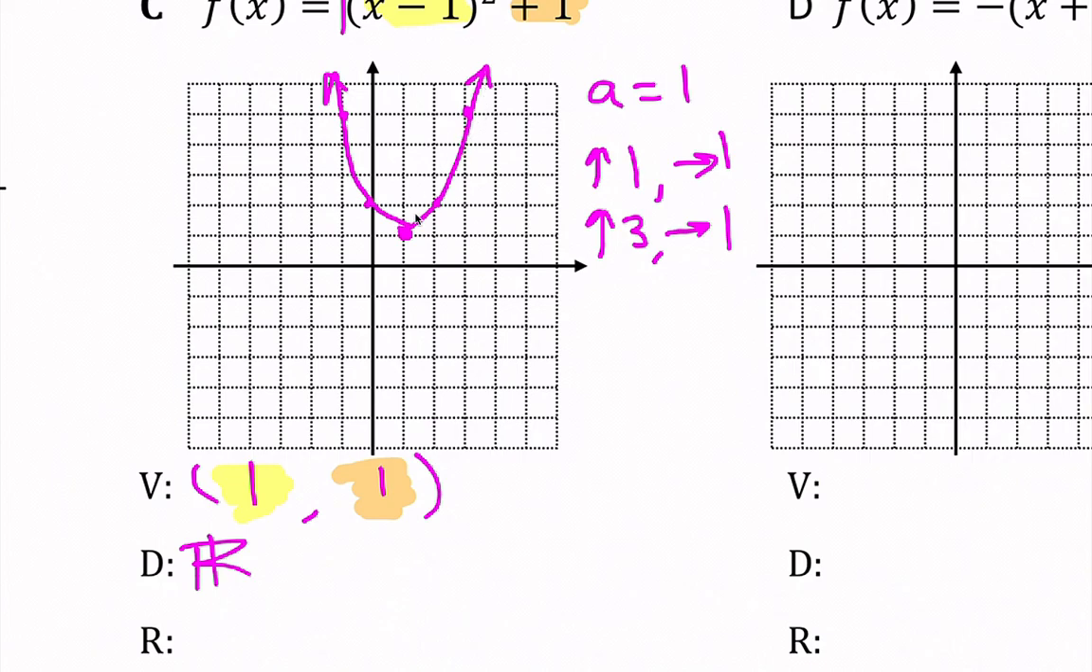Range is up and down while I have my vertex as a stopping point, and it goes up forever from there. Okay, so range is y. Up forever is greater than or equal to. And it goes up from, I look at my vertex, and I take the y, which is 1. It goes up forever from 1.